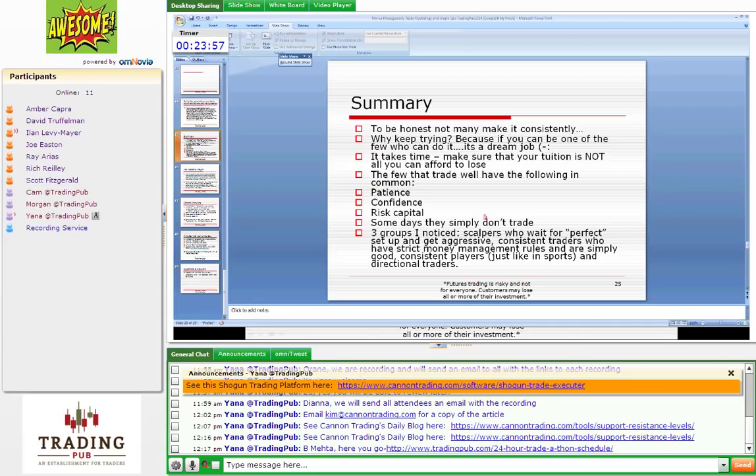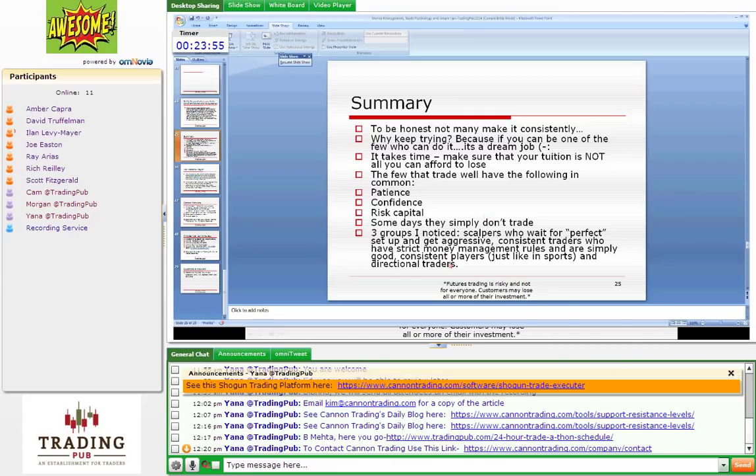But those who are making it have the following in common: patience, confidence, risk capital. And again, email Kimberly or visit our website for the 8 steps for successful trading, because I think it outlines that evolution of a day trader in a good way.